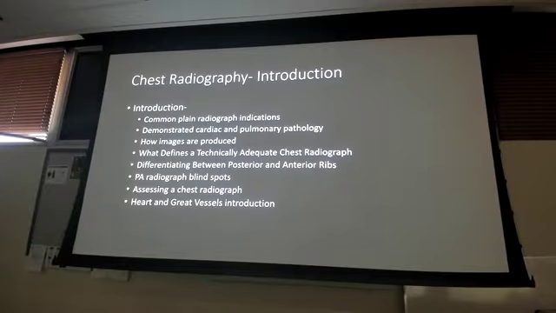What are we going to cover? Indications for plain radiograph. We're going to look at cardiac and pulmonary pathology, how images are produced, what's adequate, and how do we tell the difference between posterior and anterior ribs, because you can, and that's important, right? What are the blind spots? How do we go through it?